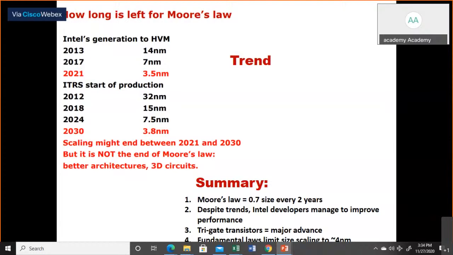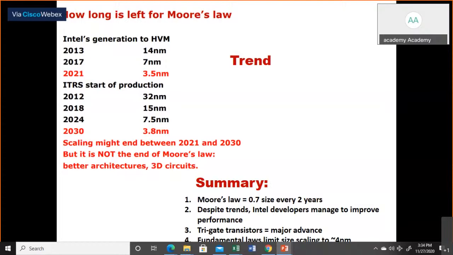Why are we studying this? Because these developments have already happened over a period of time, and we found that Intel manages to improve performance from one technology to another. The tri-gate transistor is the current trend now, and it has a major advancement over CMOS technology. The fundamental limit says that it will go down to 3.8 nanometer or 4 nanometer of design.